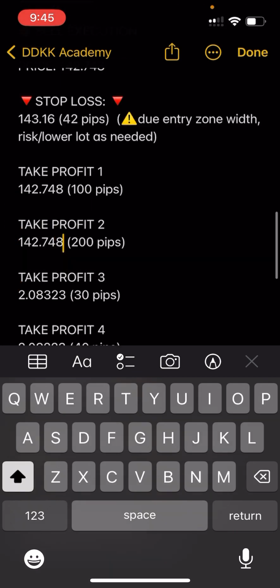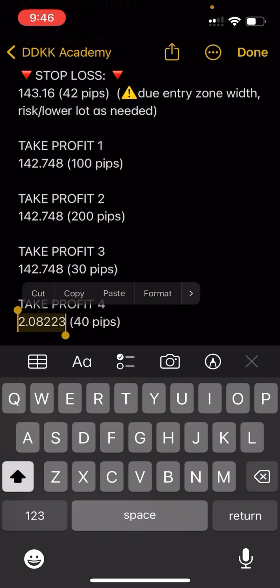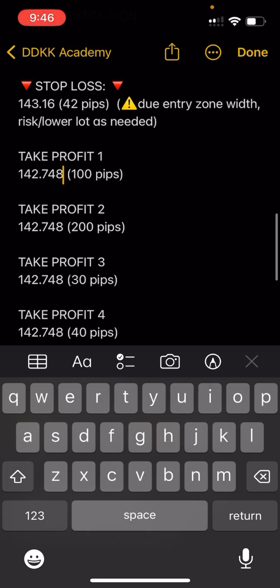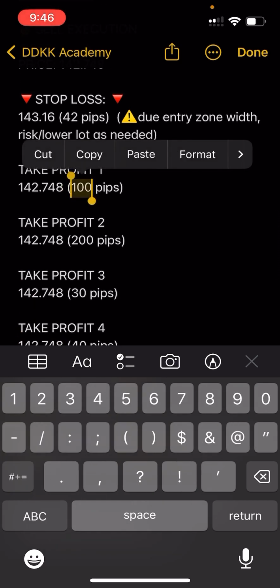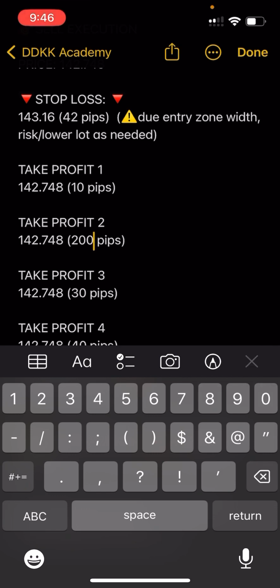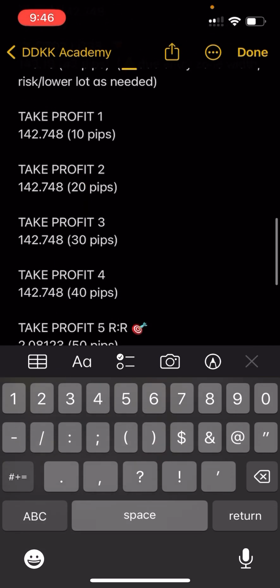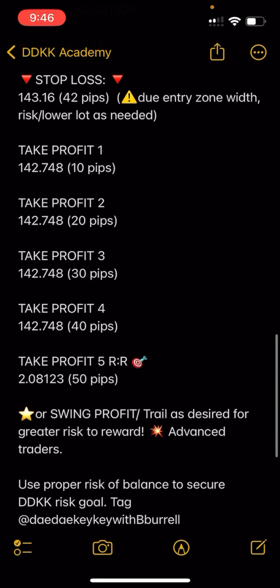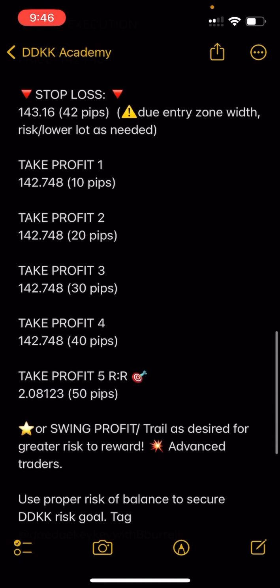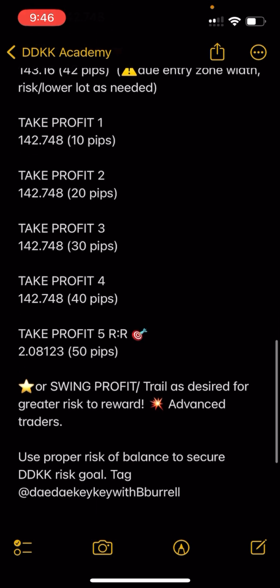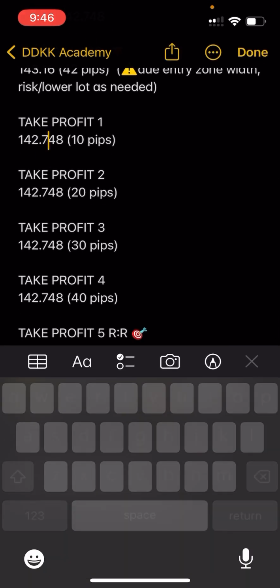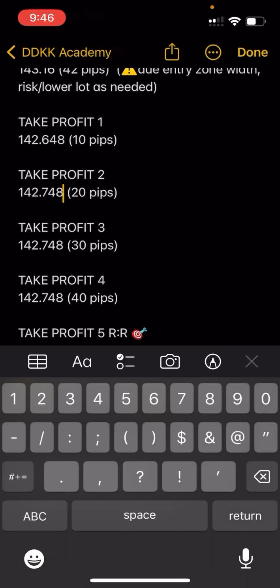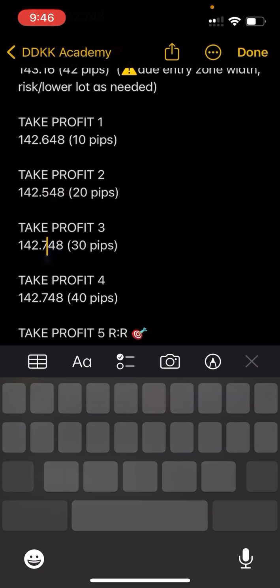Boom, boom, boom. They pick whichever one they want. If they have enough capital, they could do all 4. But you got to understand, if you place a new trade 4 times, then your risk is not 1% anymore. Anyway, I won't get too deep into that. 142.74. So we're going to go 74 minus 10 is 64, minus 20 is 54, 44.